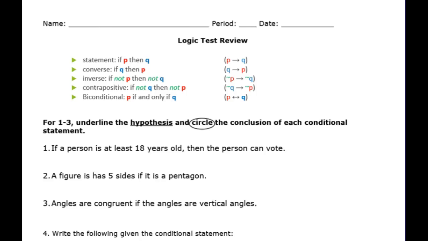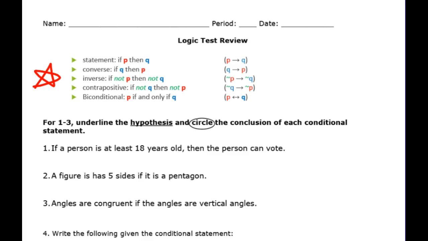Alright, so we're going to do this test review for the logic test. It's your first major test of the 9 weeks, so you want to make sure you have a good grade on this. So you'll notice, first of all, right here, you kind of have all your notes. It's not going to be that way on the test, if I remember right. But here it's just a little review.